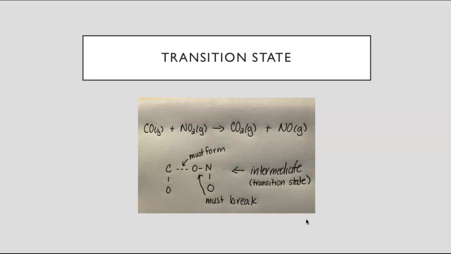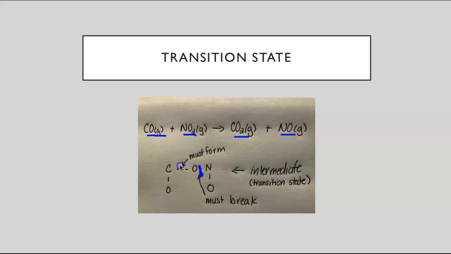So the first thing I want to mention is something called a transition state. All right, so this is a reaction that we're going to look at. We have CO plus NO2 yielding CO2 and NO. That's our reaction. So basically, if we look at what's going on, these are the two reactants. We have CO and we have NO2. So here's CO and here is NO2. Now the bond between nitrogen and one of the oxygens must break. So this bond right here is going to have to break.